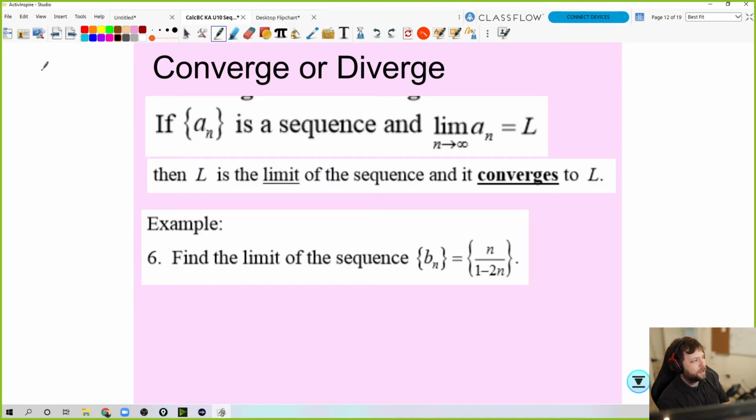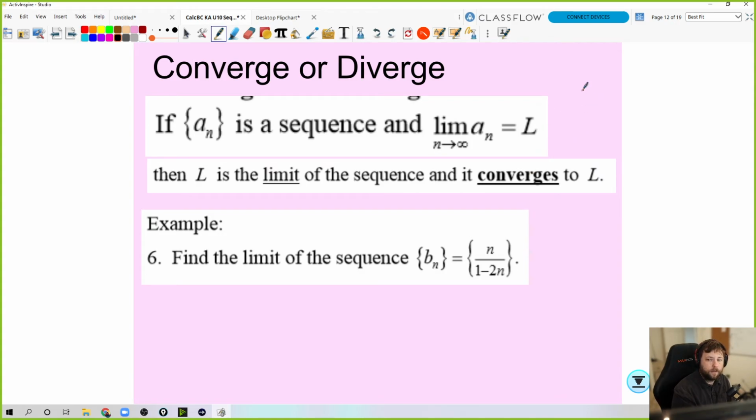So here's another thing about sequences. We've talked about improper fractions converging or diverging. Sequences can also converge or diverge. Basically, it converges if it goes to a number. So here are the technical terms. If a sub n is a sequence and the limit as you go to infinity goes to a number, we say the sequence converges.